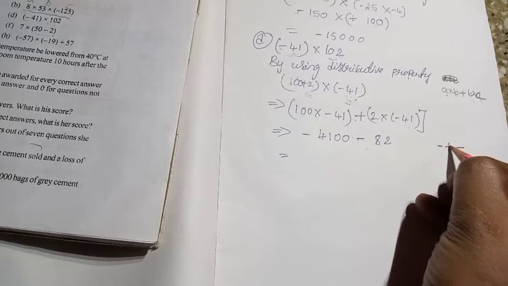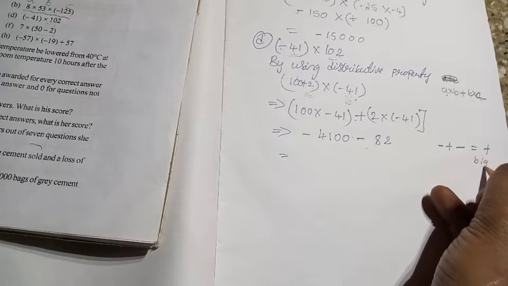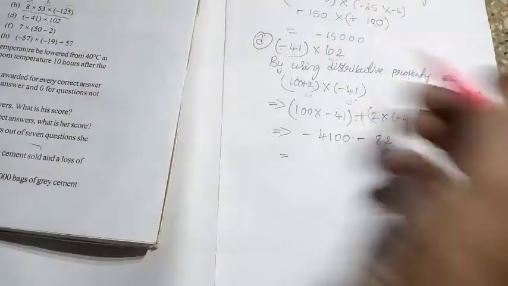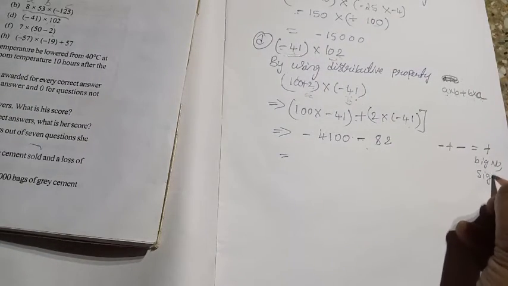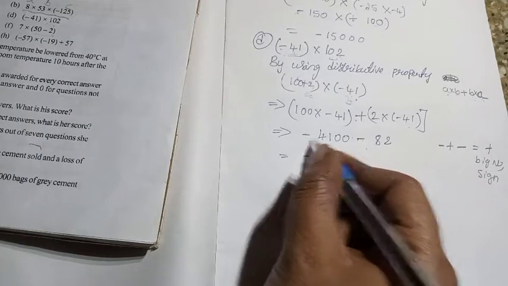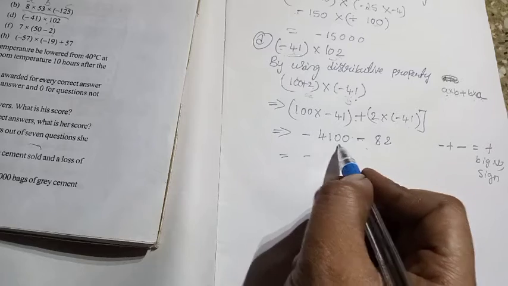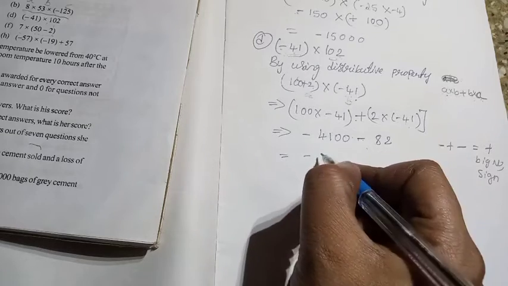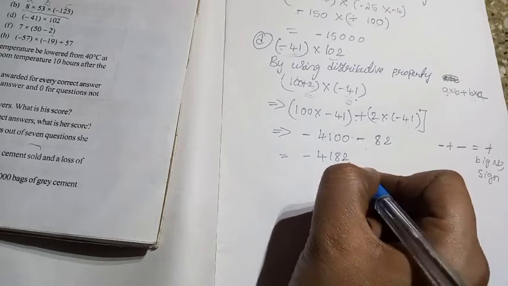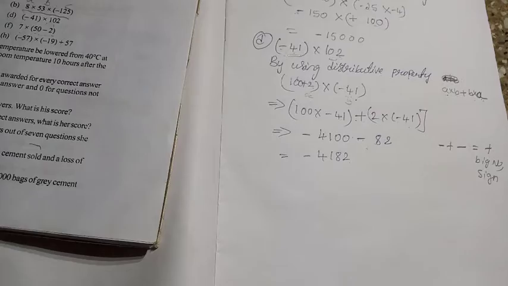You are doing the addition sum, which means you need to do the addition only, but keep the bigger number's sign. The bigger number's sign you want to write before, otherwise your sum will be wrong. So I am going to keep the bigger number's sign: minus into minus, plus. 4100 plus 82 will be 4182. Okay, so here don't put a plus; write the bigger sign while you're doing the addition or subtraction.